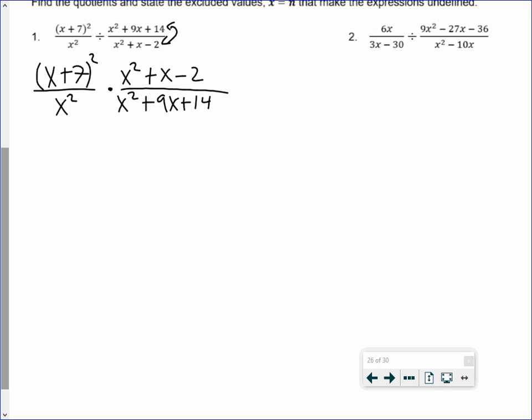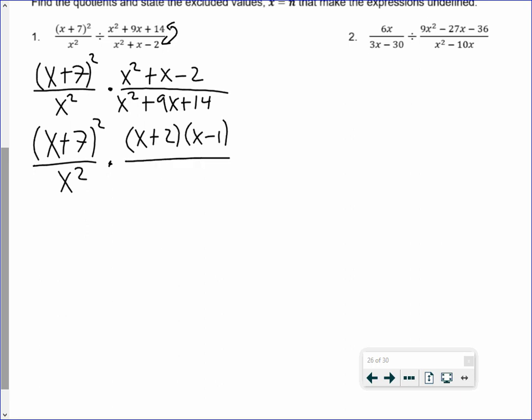Okay? After we do that, the next thing we're going to do is factor the rational expression. The first fraction is already completely factored, so we're just going to rewrite it. As for the second expression, x squared plus x minus 2 factors into (x plus 2)(x minus 1), and all of that will be over (x plus 2)(x plus 7).